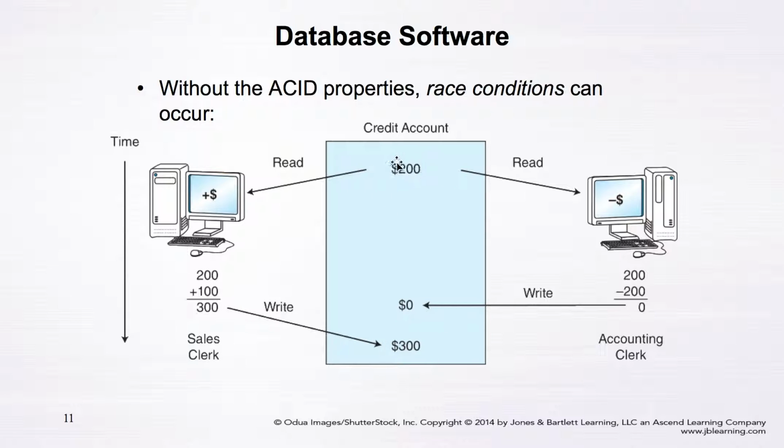So you can see at the beginning we have the same information, $200, which is read by the sales clerk, and also read by the accounting clerk. They do some operation, one writes back 0, and the other does some operation and writes back $300. However, this is not what we want, because maybe we want this one to perform first, and then the output of this one to be used by the sales clerk. So this makes the information in the database incorrect.